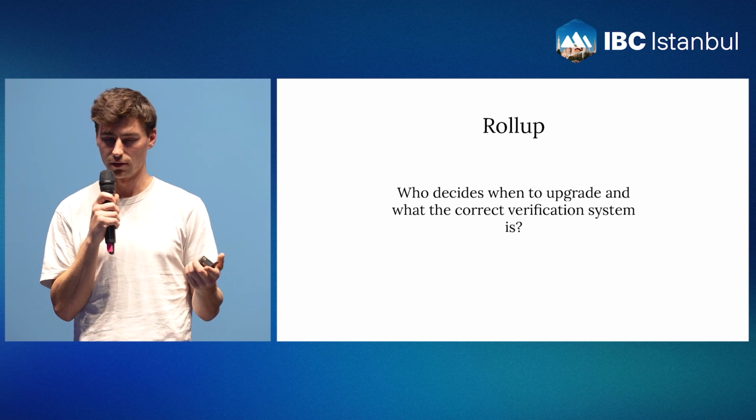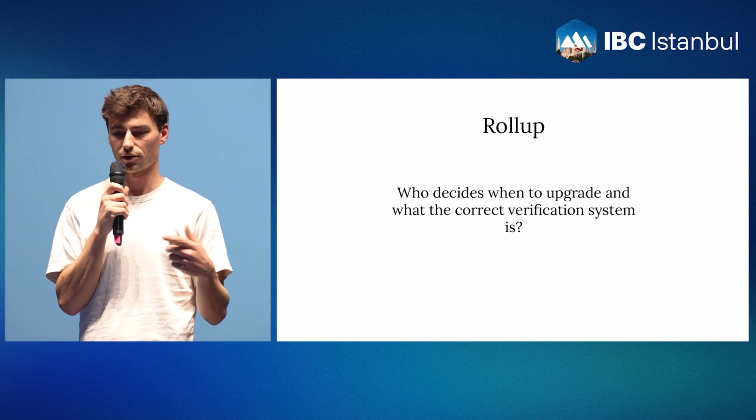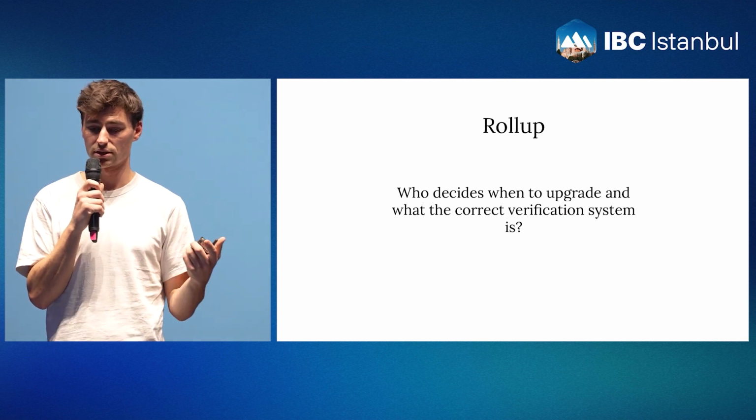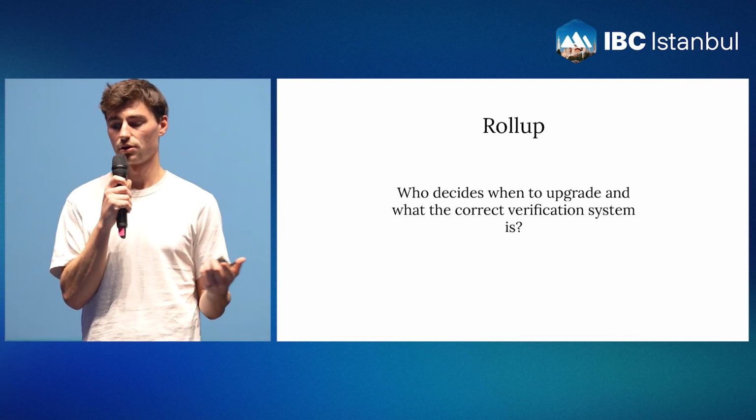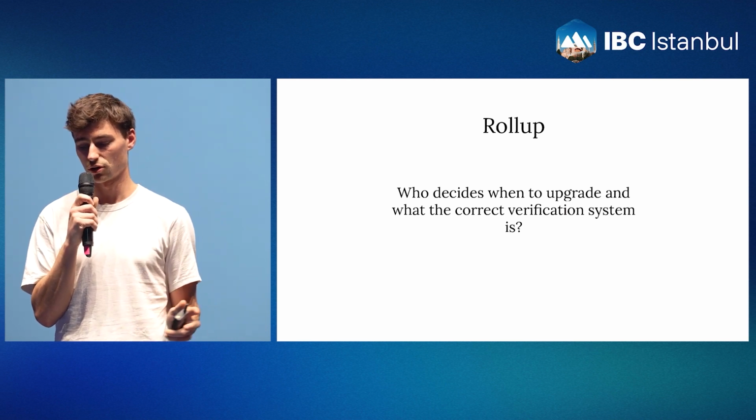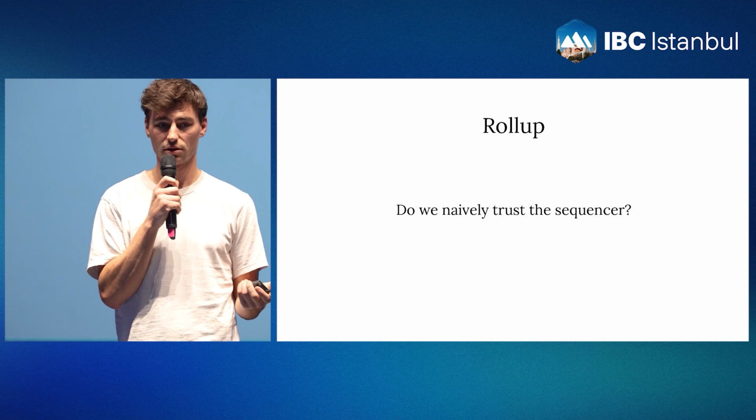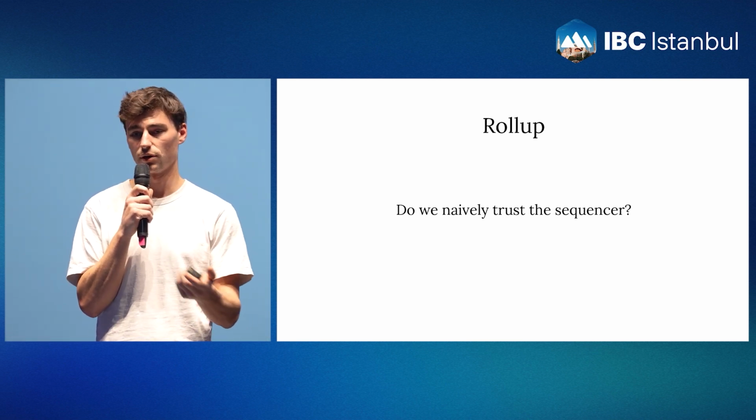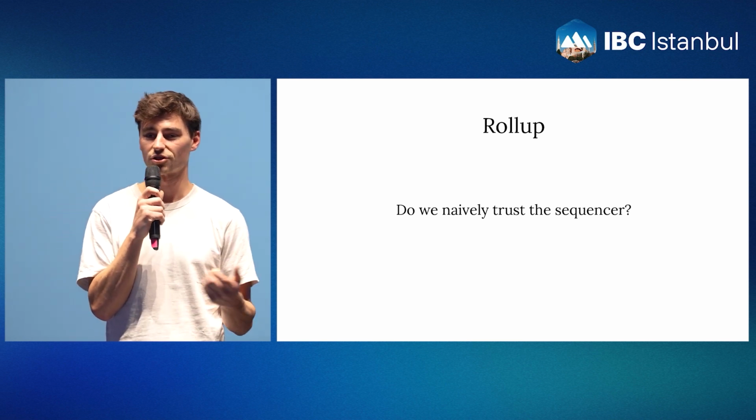There is another even more significant issue here, which is who decides when to upgrade and what the correct verification system is. As I said, with consensus we trust in that, and if we don't, we can just stop. We realize, okay, they've moved to V2 and we disagree with that, so we're just going to halt. The thing with the rollup is, do we trust the sequencer? If so, then the sequencer can arbitrarily change the state machine. They can go from V1 to V2 to V3, and introduce logic that the rest of the community doesn't agree with.